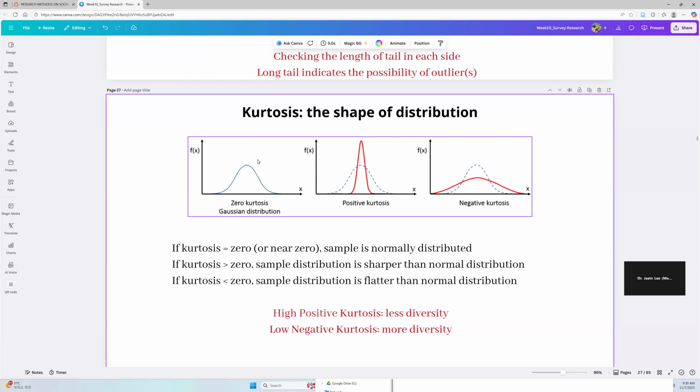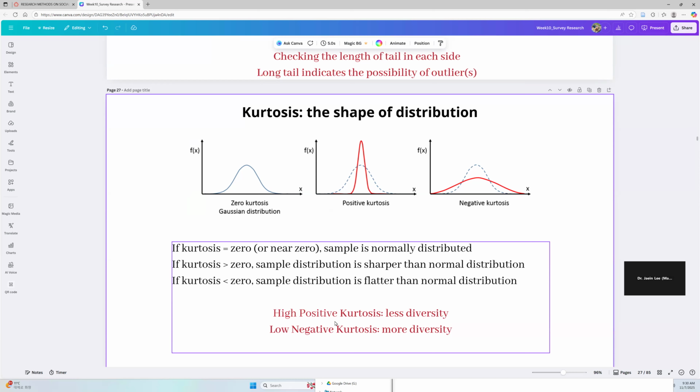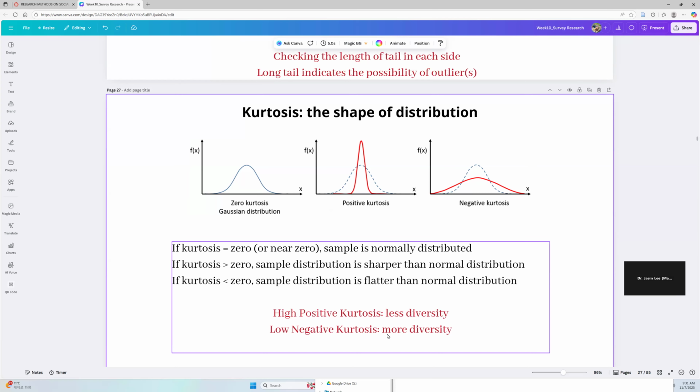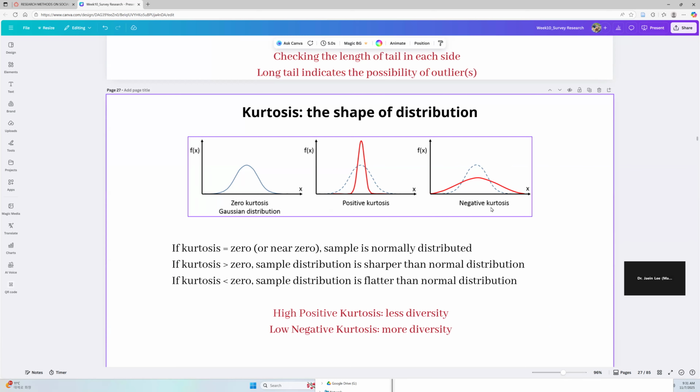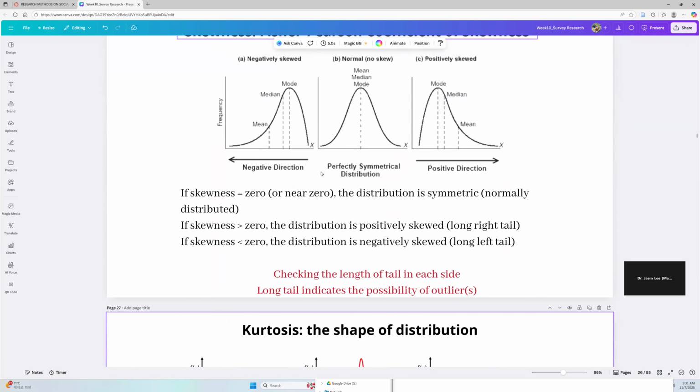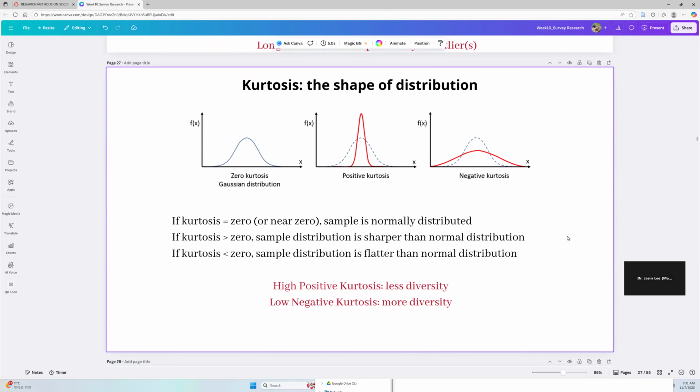So compared with the normal distribution, positive kurtosis has less diversity. But compared with the normal distribution, negative kurtosis, which is the flatter distribution, would have more diversity, right? Because there is a wider range of variability. So that's why we are saying that there is more diversity in negative kurtosis and less diversity in positive kurtosis compared with the normal distribution. All right? It might be a little bit confusing, but if we align those numbers and concepts together, you can find a pattern for how to compare with the normal distribution.